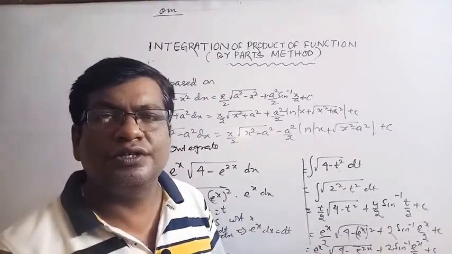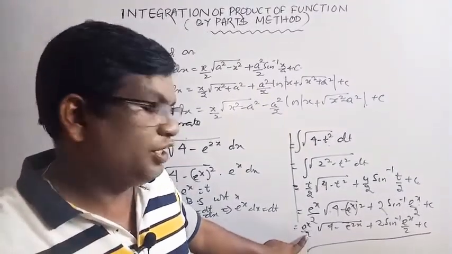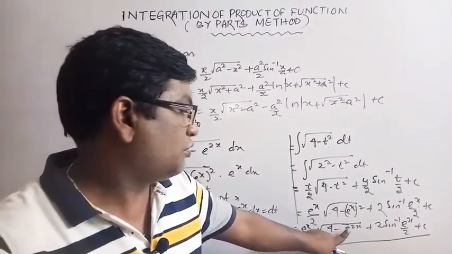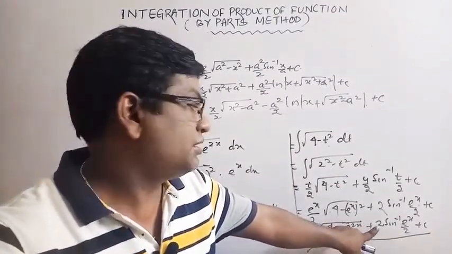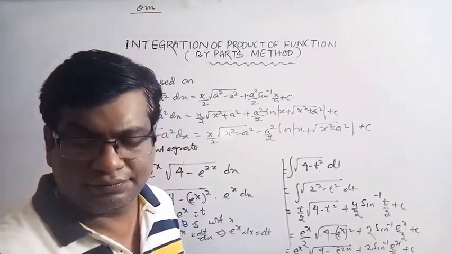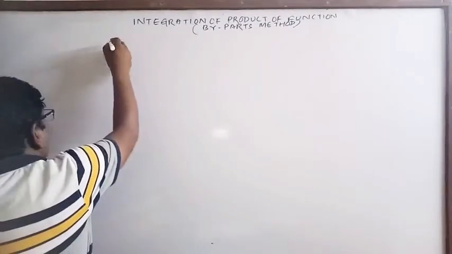Now another question. This is e to the x by 2 root over 4 minus e to the 2x plus 2 sine inverse e to the x by 2 plus c. This is the answer. Clear? Integration.